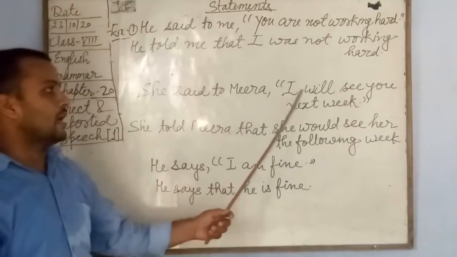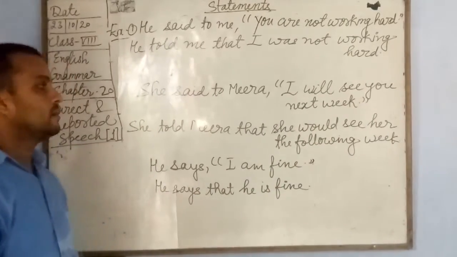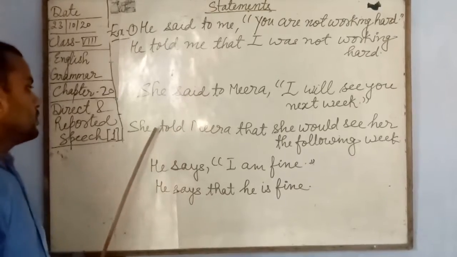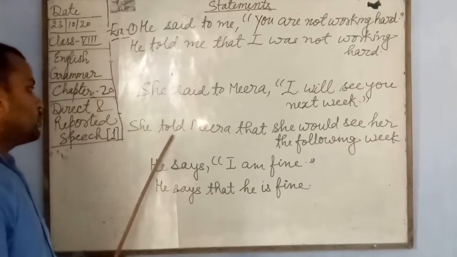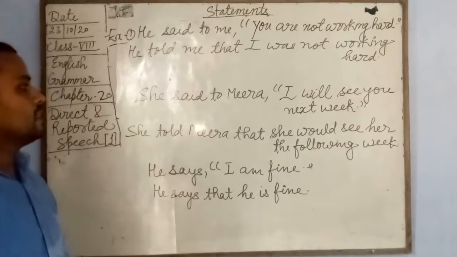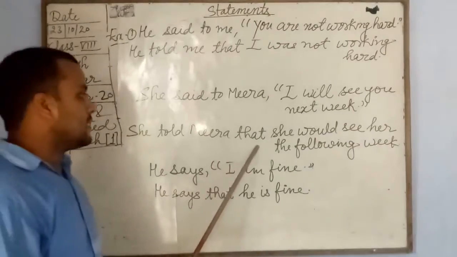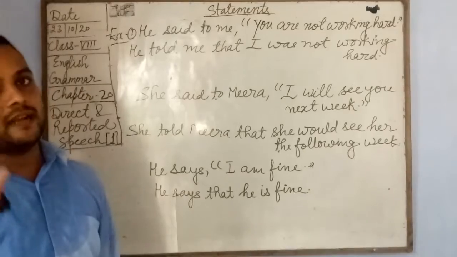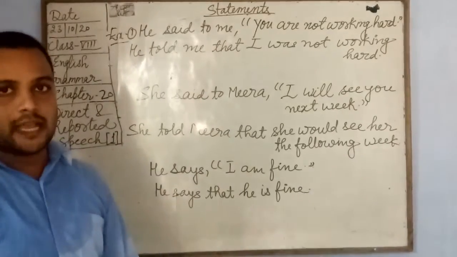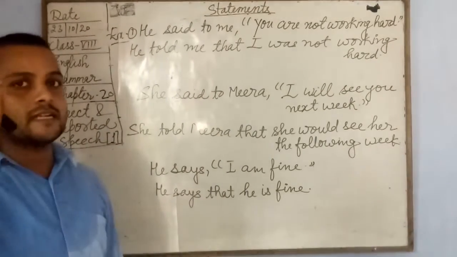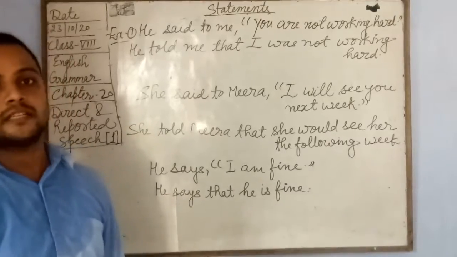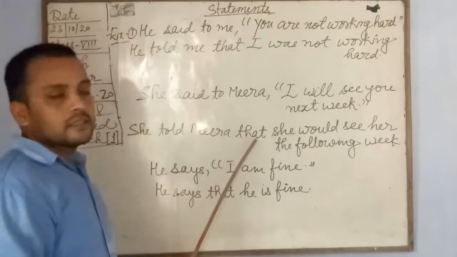She said to Meera, "I will see you next week." Here again "said to," so we will change it into "told." She told Meera. We will remove the inverted commas, then we will add "that" here. We always add "that" in statements, in assertive sentences. When we change an assertive sentence into indirect speech, we add "that".